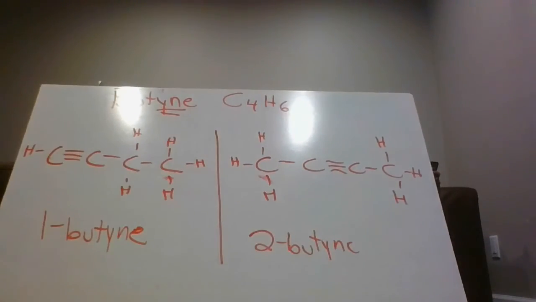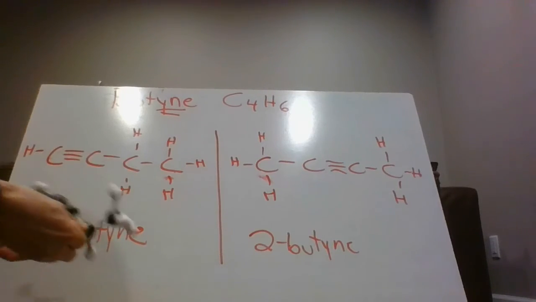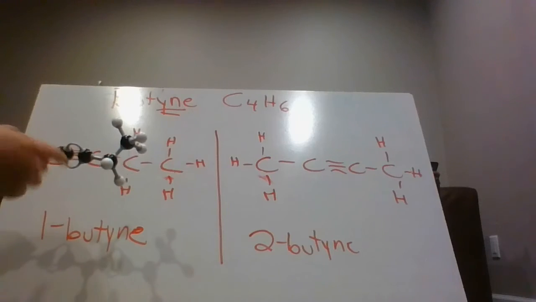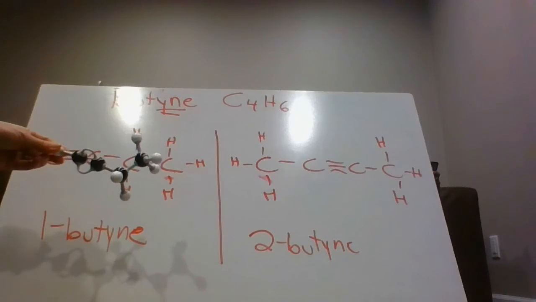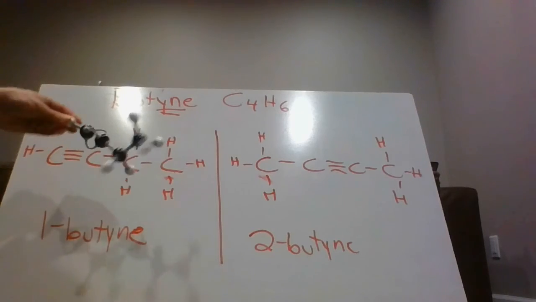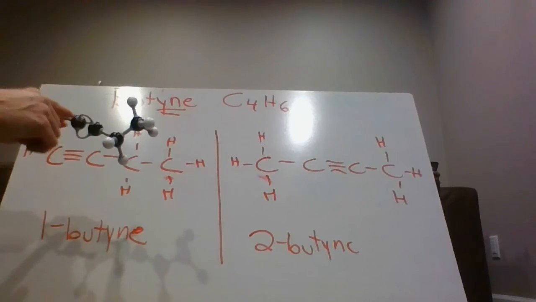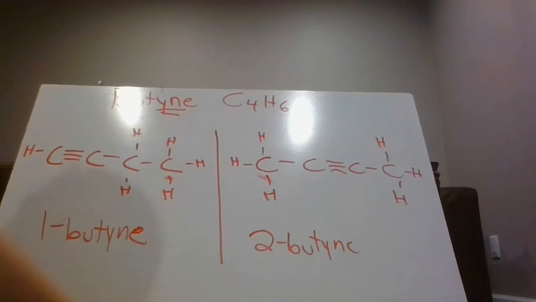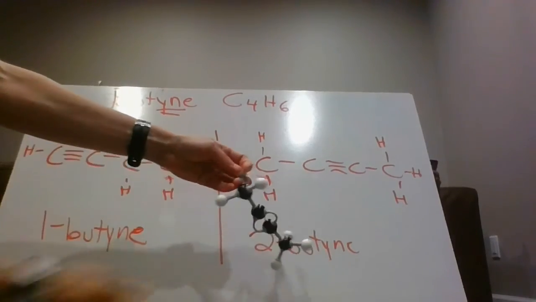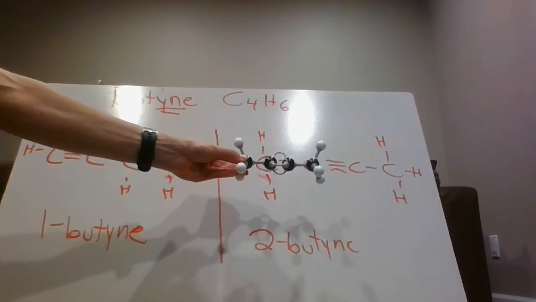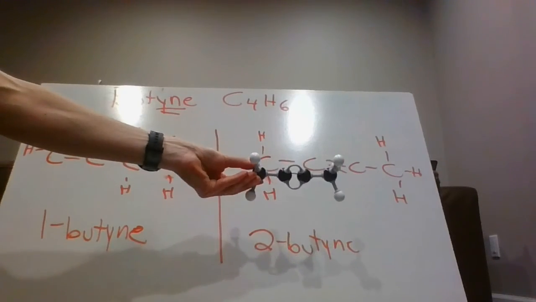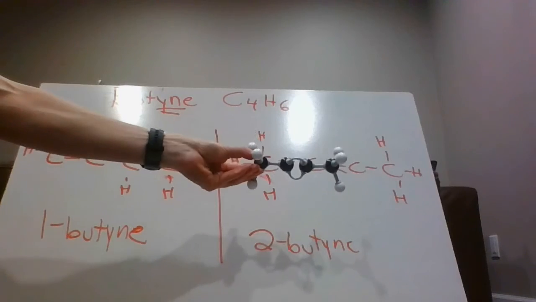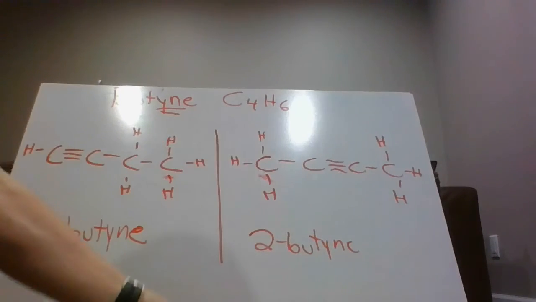So here I have the models for both 1-butyne and 2-butyne. This would be the model for 1-butyne. We have a carbon triple bonded to another carbon, single bonded to a carbon, and single bonded to another carbon. And it would be 1-butyne with a triple bond in the first position. Here I have 2-butyne, where I have a carbon single bonded to another carbon, which is triple bonded to a third carbon, and single bonded to the fourth carbon. And this represents 2-butyne.